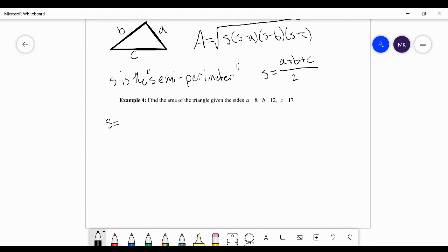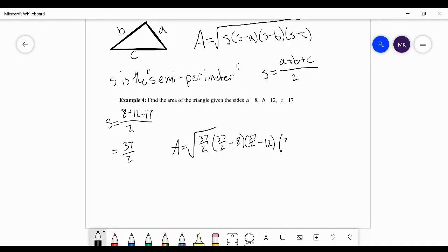So find S. That is equal to 8 plus 12 plus 17 over 2, which is equal to 37 over 2. So that tells me then that the area is equal to the square root of 37 over 2 times 37 over 2 minus 8 times 37 over 2 minus 12 times 37 over 2 minus 17. And all that's in our square root. Now, this is absolutely fine.